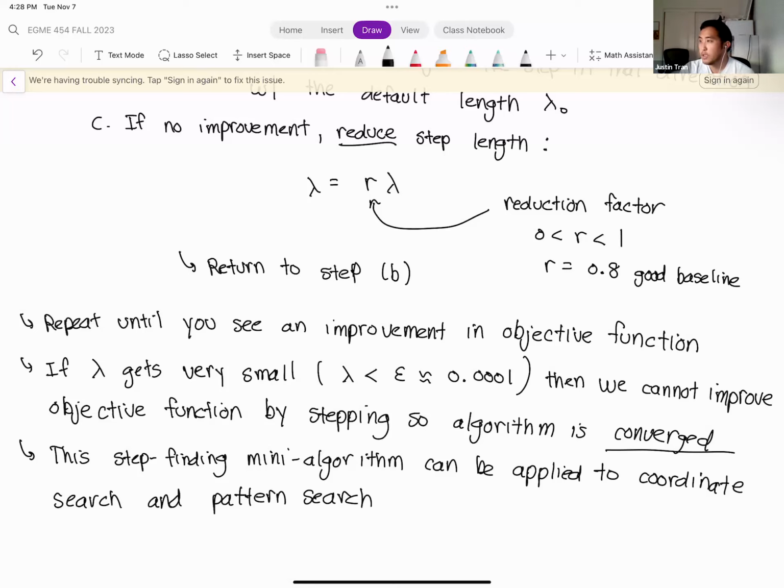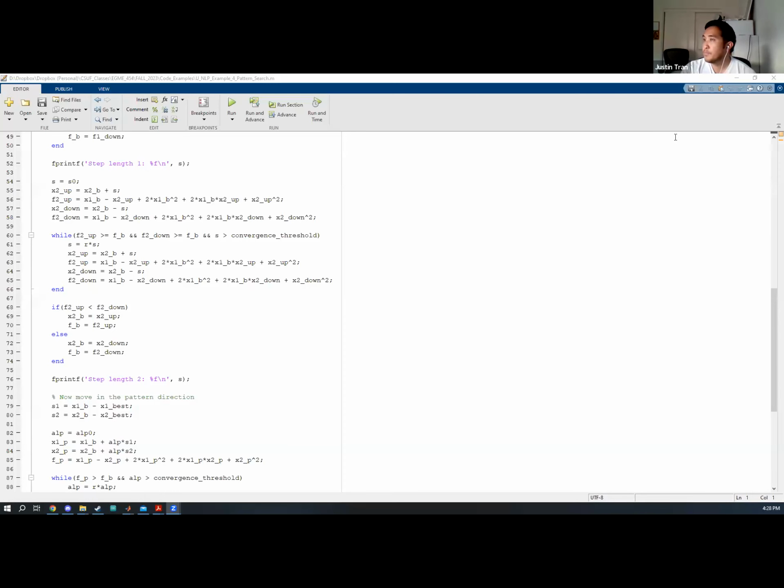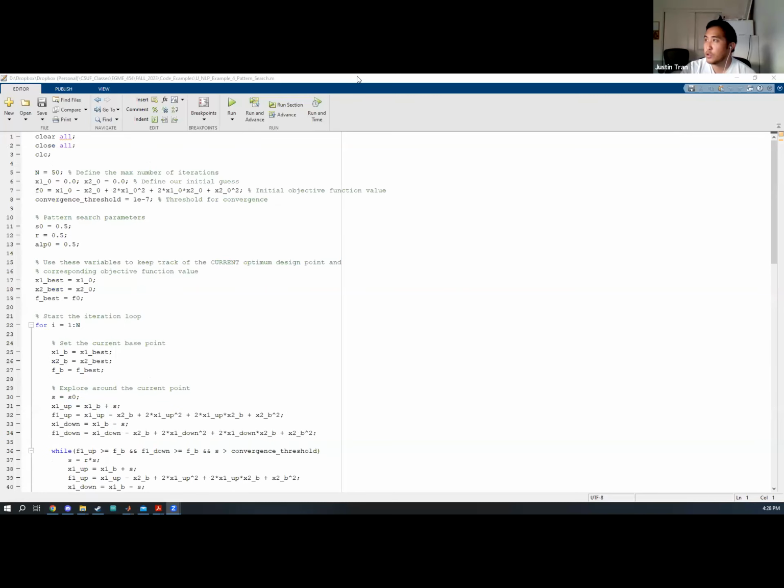Okay. All right. So let's look at the example code. So this is posted online. In fact, you should be able to see this on Canvas right now. Okay, so this is the pattern search code. So this is example 4.